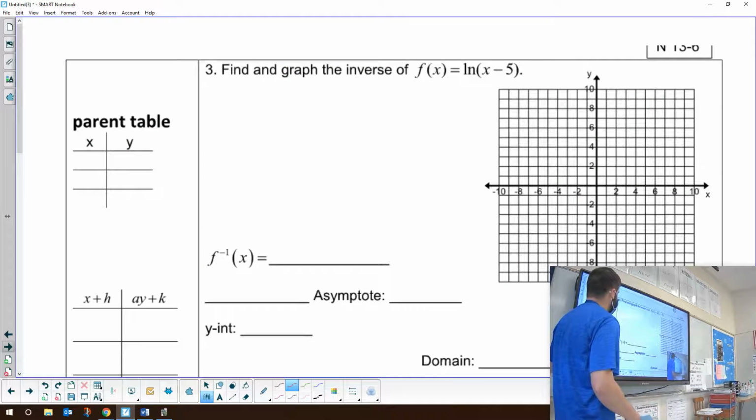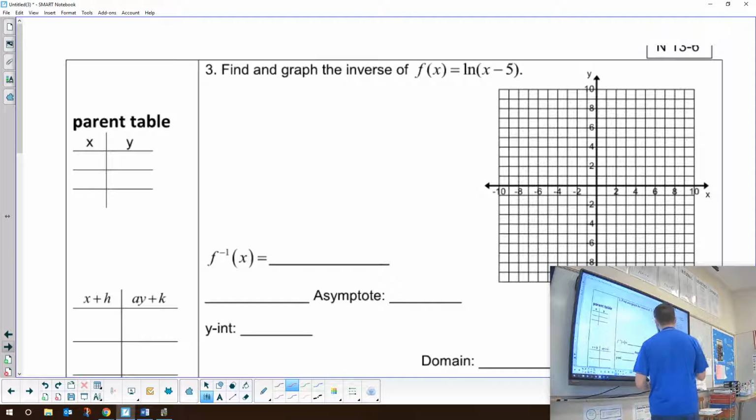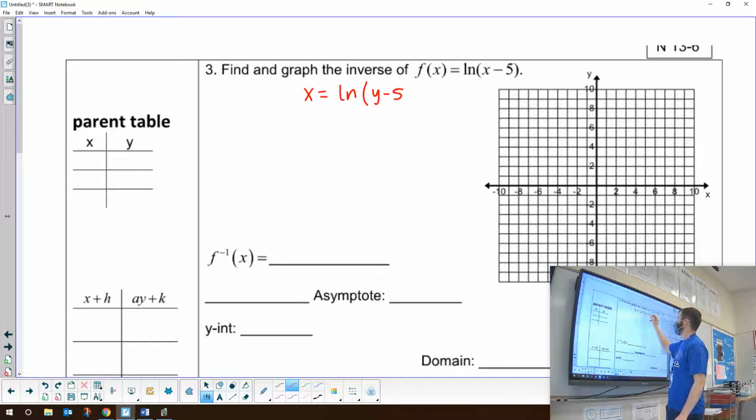Number 3 right here, find and graph the inverse of f of x equals natural log of x minus 5. So we start off with the natural log. We're going to be writing the inverse for this. So we're going to replace that f of x with an x. We're going to go x equals the natural log of y minus 5.